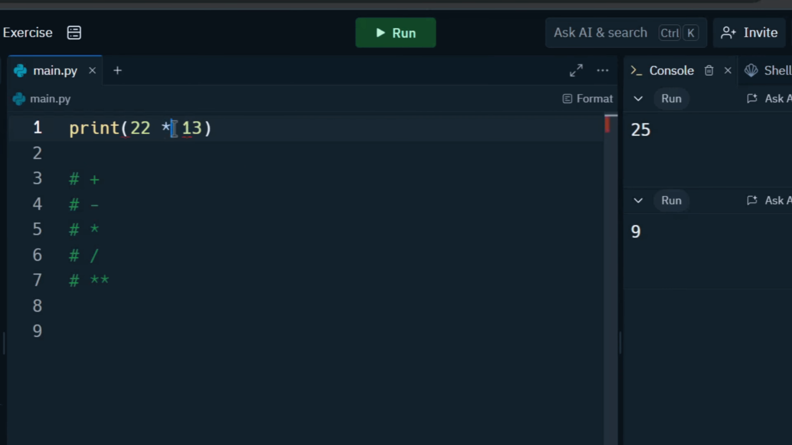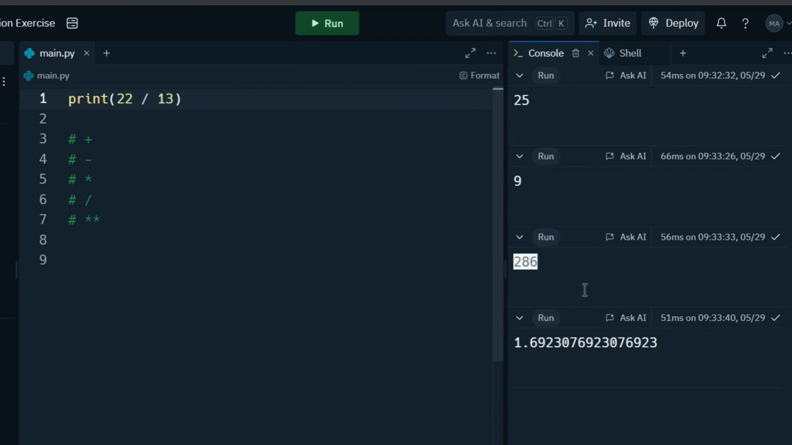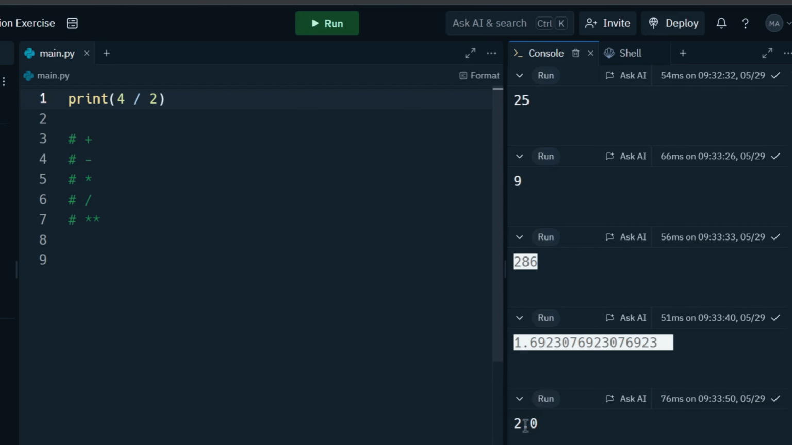Now let's try to multiply these. As you can see, it multiplied them, and we can also use divide to divide them, and we got this big number. Now in division, when you divide a number with something, even though it's fully divisible, you will always get a floating point number as a result. So as you can see, the answer is 2, but it will give us 2.0, and later on I will show you how you can convert this to an integer without using type conversion.